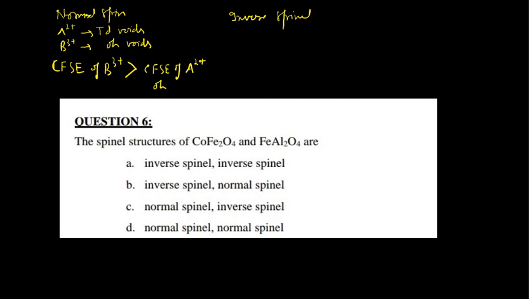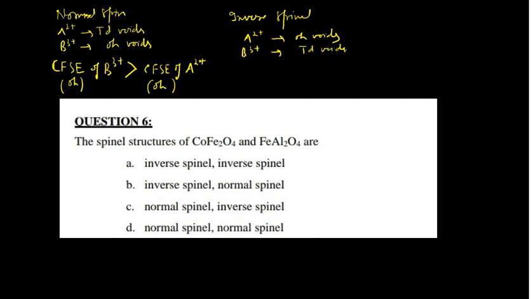So this is also in an octahedral field. And if you invert this, what you will get in the case of an inverse spinel is that your A2 positive ions will go into the octahedral voids, and your B3 positive ions will go into the tetrahedral voids.